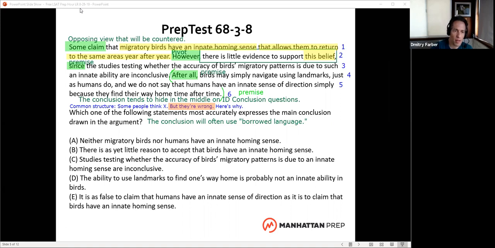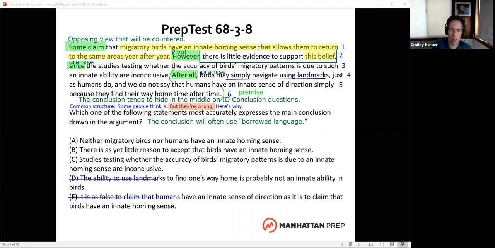So no one's picking D because they didn't specifically focus on the ability to use landmarks. In fact, they've said they may simply navigate using landmarks, in which case they don't have an innate sense, right? And they're not saying about whether it's false to say humans have. One thing that's good is we can avoid the distraction about humans if we realize that's not the point.